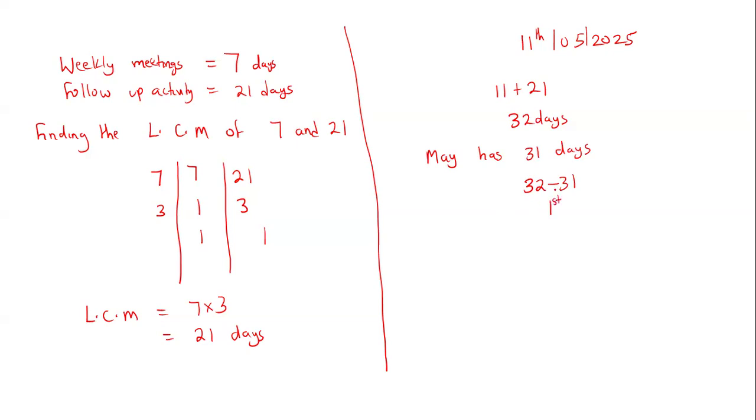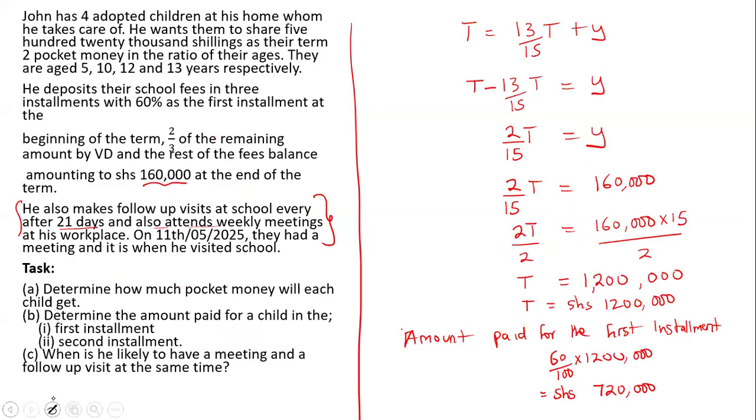or which is first. So what does it mean? It means that the next month is the day they can ever meet again. So I'm going to come here and say that the next date will be 1st of June 2025.